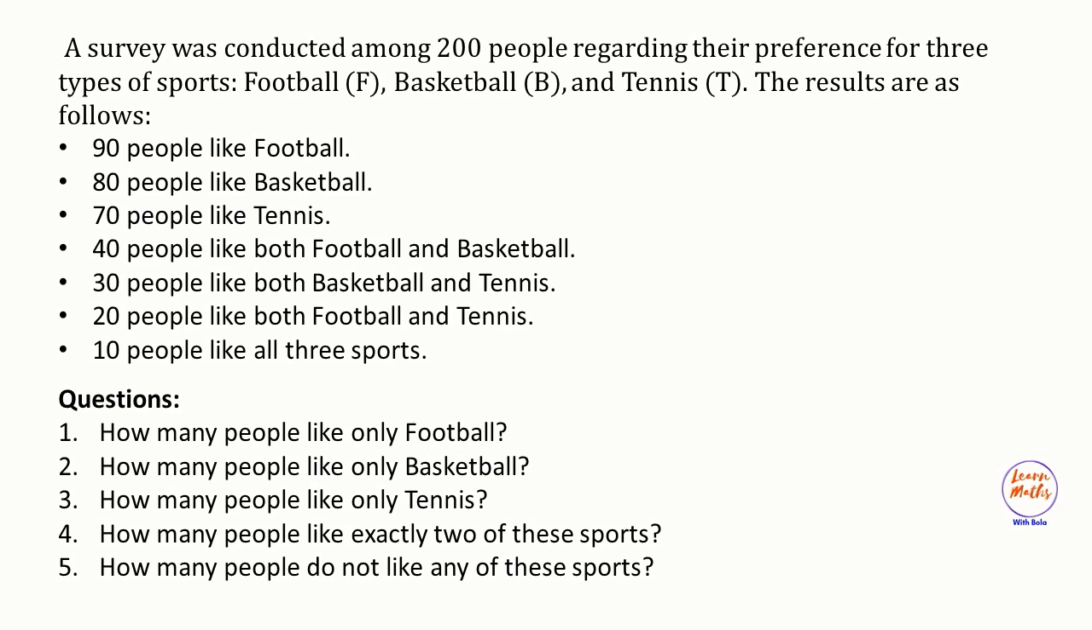So today we'll be solving a set question using the Venn diagram. And the question is as follows. A survey was conducted among 200 people regarding their preference for three types of sports, named football, basketball, and tennis. The results are as follows.